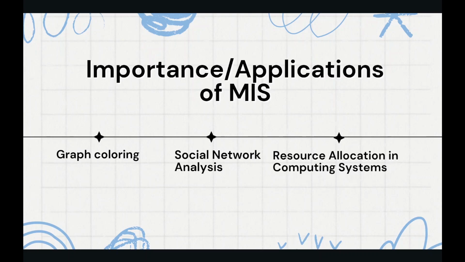Another application is resource allocation in computing systems. In distributed computing systems, resources like processors or memory modules need to be allocated efficiently. Maximum independent set can help in allocating resources in a way that minimizes interference and maximizes overall system efficiency.